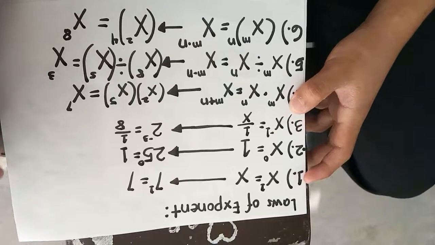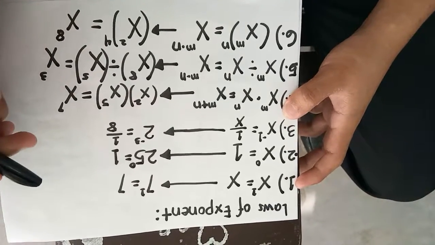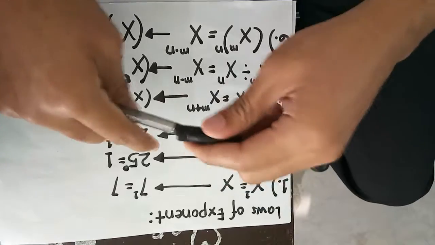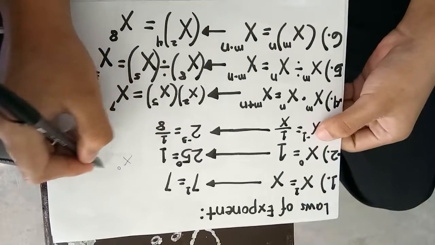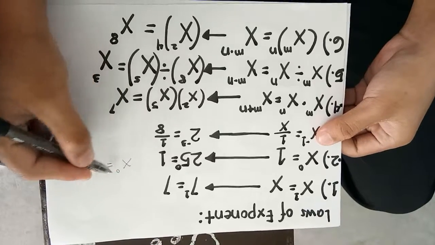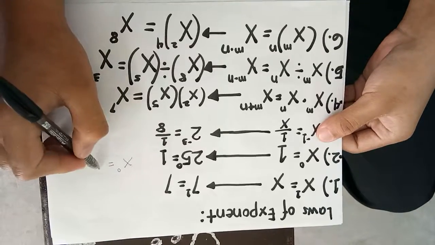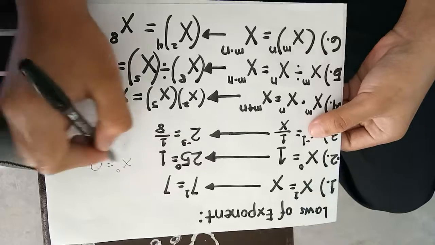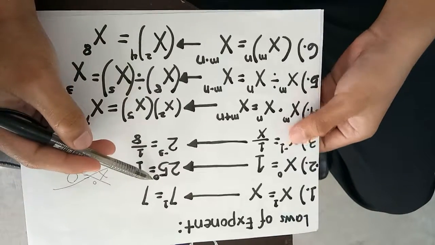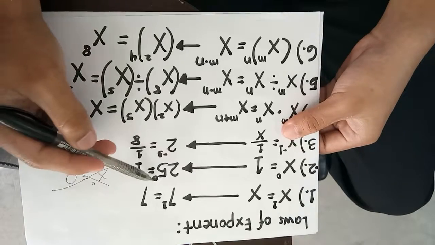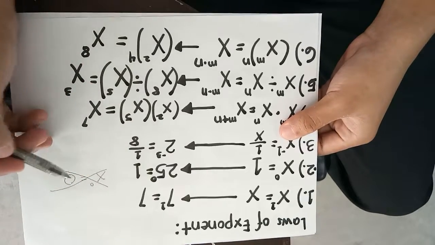So let's talk about the common mistakes of some students. Some of them, when they see x to the power of 0, say that it is equal to 0. But it is wrong. Any term that has the 0 exponent is equal to 1.